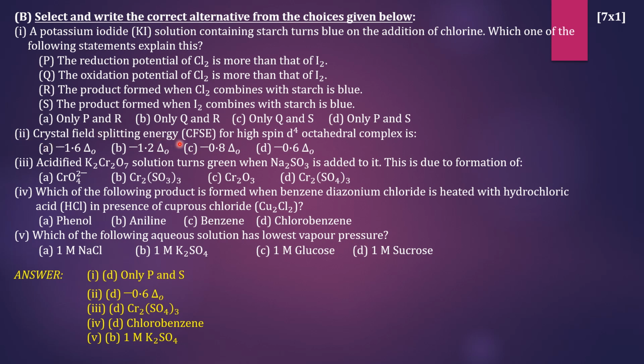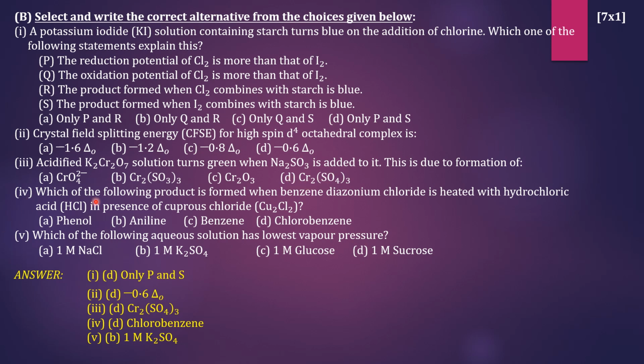The second one, crystal field splitting energy for high spin d4 octahedral complex. If it is d4 and high spin, that means the configuration is t2g3 eg1. So 3 t2g electrons each will get minus 0.4 delta O, and the one eg electron will get plus 0.6 delta O. So minus 1.2 plus 0.6 giving you minus 0.6 delta O. So option D is correct. That is the correct answer. Number 3, this is a fact based question. The answer is Cr2(SO4)3, option D. This gives the green color.